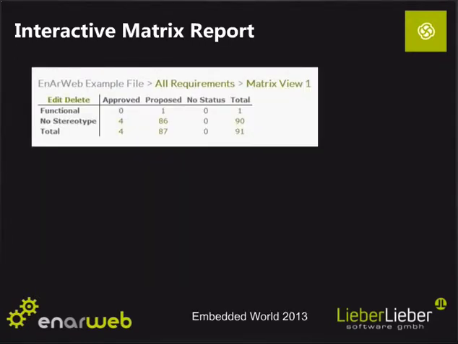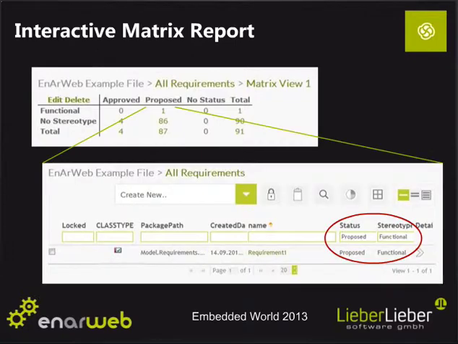And when you create a matrix report over your Enterprise Architect models, you can see this view. On the left side you see, for example, the stereotypes functional, or if you have no stereotype, and on the other side you have the status of the requirement, for example, approved, proposed, or no status. And if you click here on the functional requirement which is proposed, you switch to the grid view again and you see this requirement which is proposed and a functional requirement.